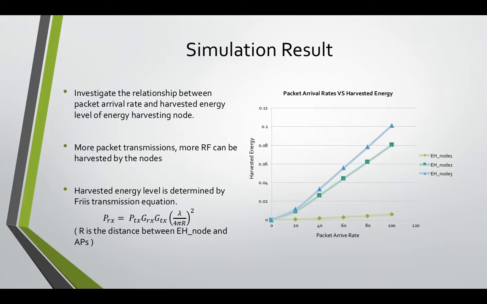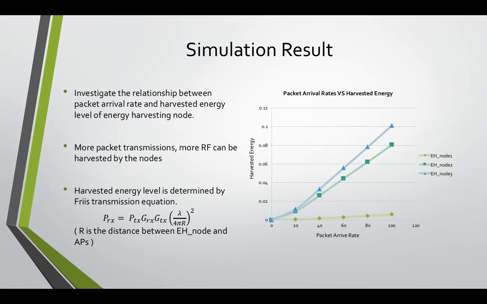The simulation results. The simulated network consists of 6 access points and 3 energy harvesting nodes. It investigates the relationship between packet arrival rate and harvested energy level of each of the energy harvesting nodes. As can be seen from the graph, packet arrival rate is positively proportional to the amount of harvested energy. Higher packet arrival rate means more packet transmission. It provides more RF for the harvester.